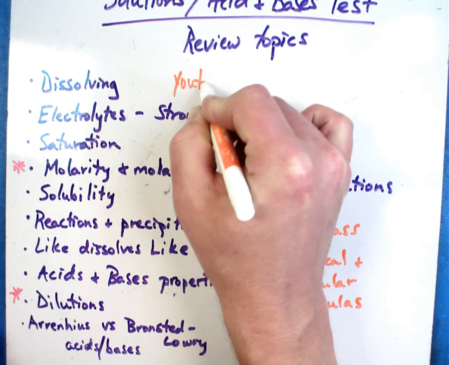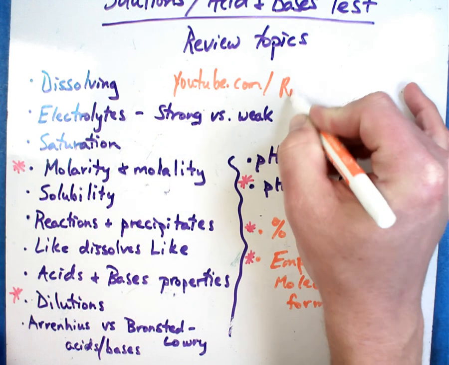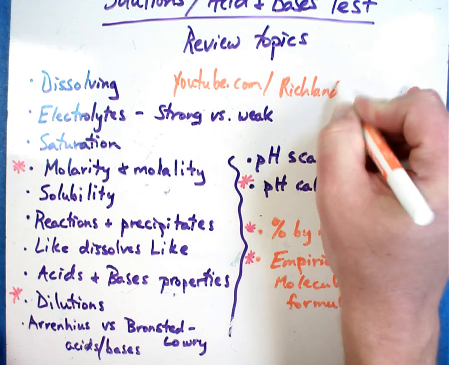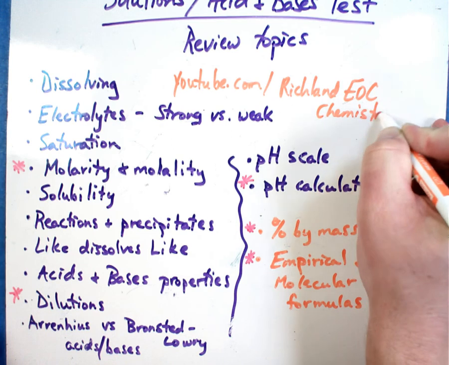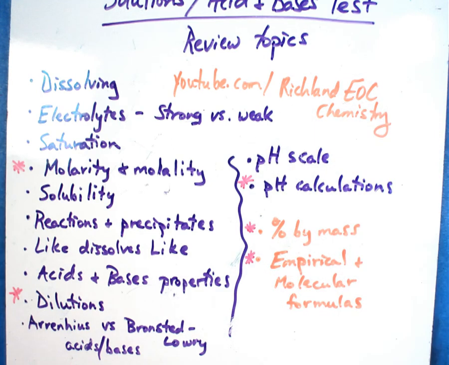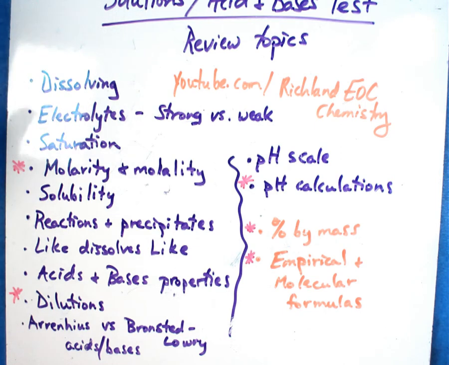It's youtube.com/Richland EOC Chemistry. Richland EOC Chemistry. And you can go to the last playlist, which is Solutions, Acids, and Bases, and you can watch any of those videos again that you may want to watch. That can be part of your review if you want it to be, or you can just use your notes. But all of that is available to you. It's all free. These are all the topics.